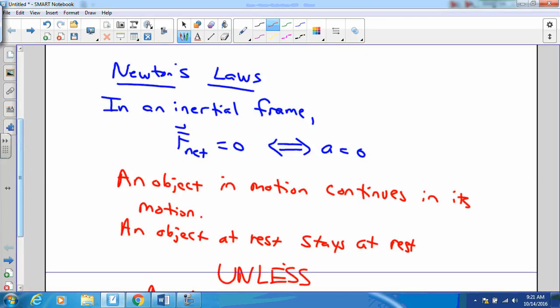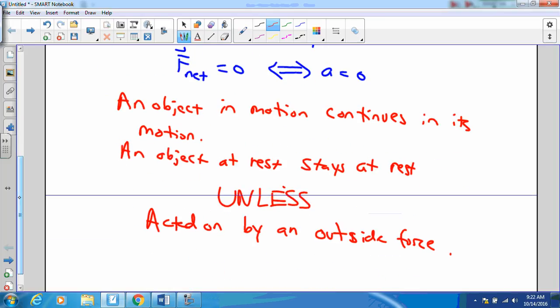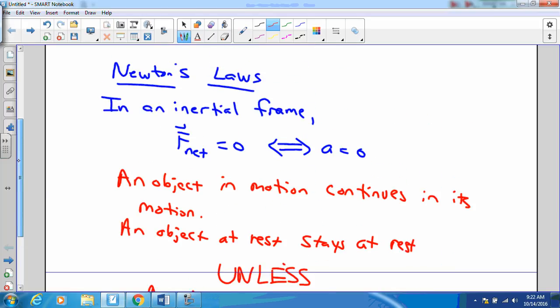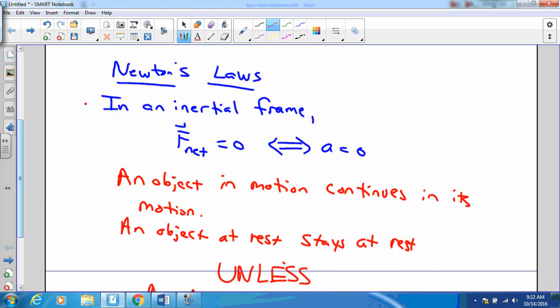If and only if. It means it goes both ways. If you see an object not accelerating, you know that its net force is 0. If you see an object whose net force is 0, you know that it will not accelerate. There's a couple of subtleties here that I want you to observe. The first is the qualification in an inertial frame.